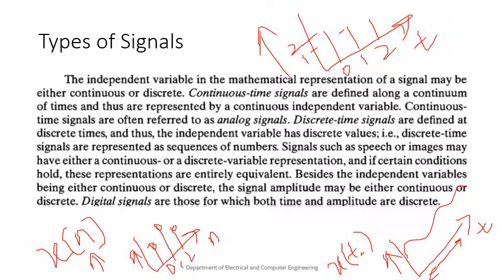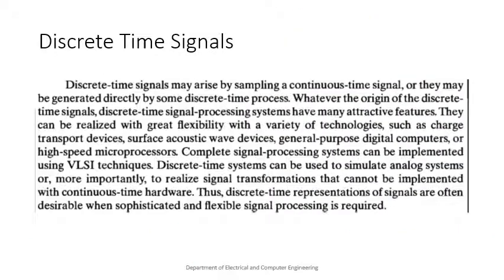Let's move on to the next slide. Now, as I told you previously, discrete time signals do not appear naturally. So how do we obtain discrete time signals? One of the most important ways of obtaining a discrete time signal is sampling. We sample the continuous signal to obtain a discrete time signal, or they may be generated directly by some discrete processes. However, the important way of generating a discrete time signal is sampling.